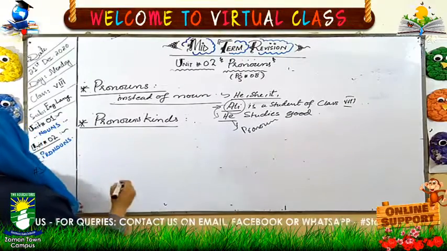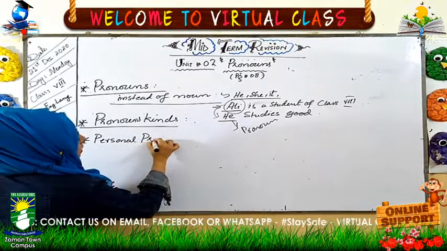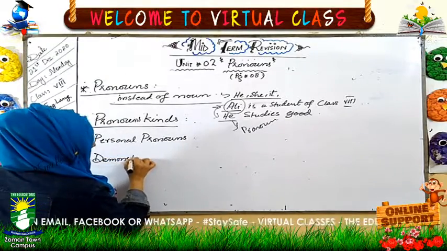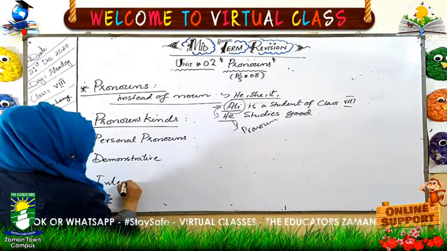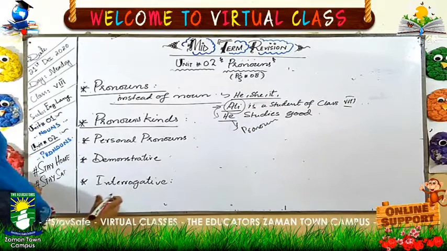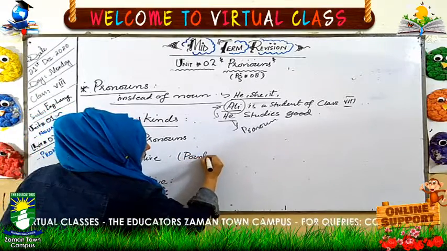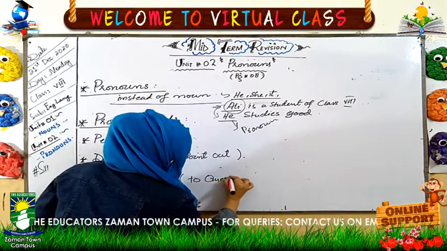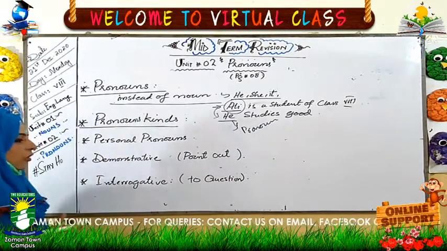Now we have number 1 personal pronoun, second kind we have demonstrative, third we have interrogative, okay. So let's take these first 3 examples. Demonstrative means to point out, and interrogative means to question, right? These are certain kinds of pronoun which give the sense of demonstrating, pointing out a certain thing, or interrogative, meaning to question.